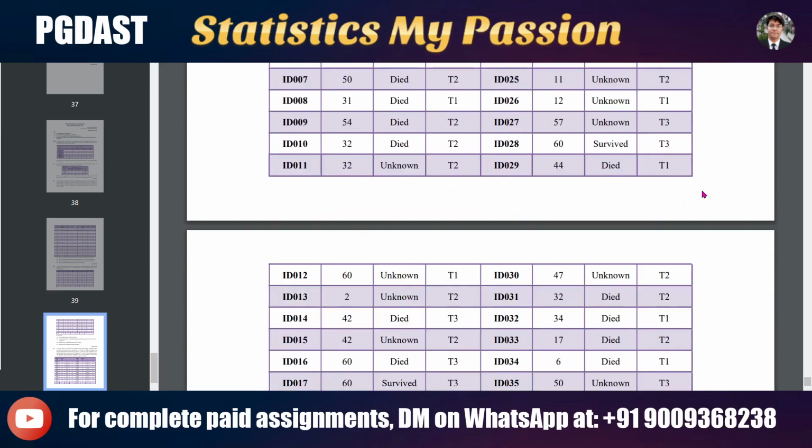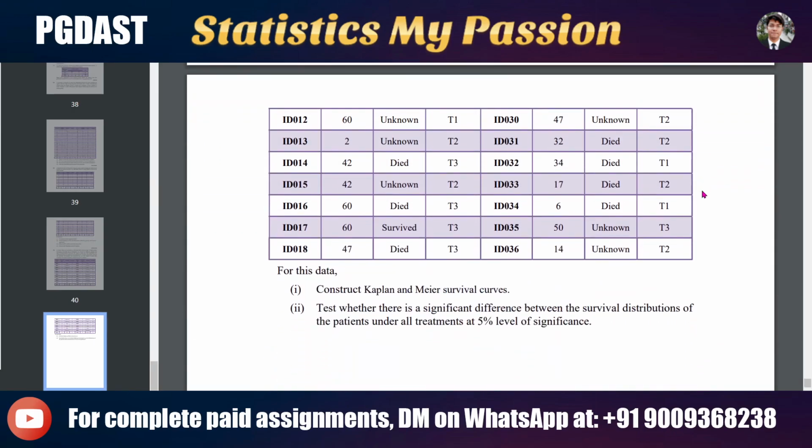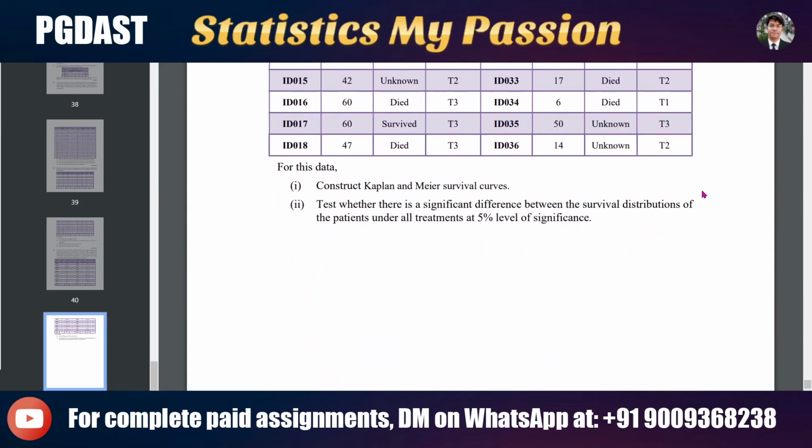So here are the data which is given here. Now for this data, construct Kaplan and Meier survival curves and test whether there is a significant difference between the survival distributions of the patients under all the treatments at 5% level of significance. So here are the two questions. So we need to find these questions.